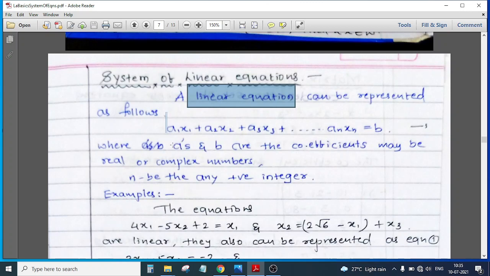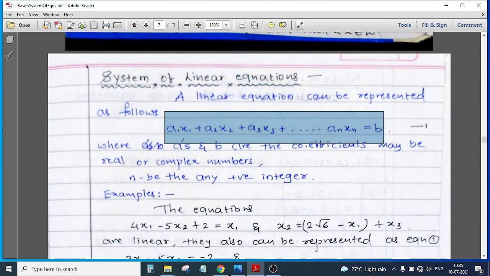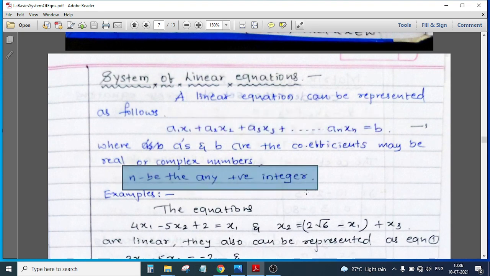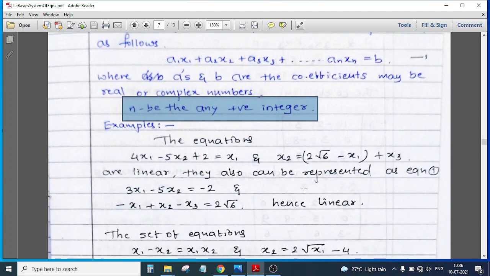Now in this equation, what are our a and b? So a and b are nothing but our coefficients. We call them coefficients, and as I told just now, they could be real numbers or they could be complex numbers. Anything could be okay. Now there is a condition for this n. That is, n should be only a positive integer. It can be only a positive integer, and we cannot have a negative integer.